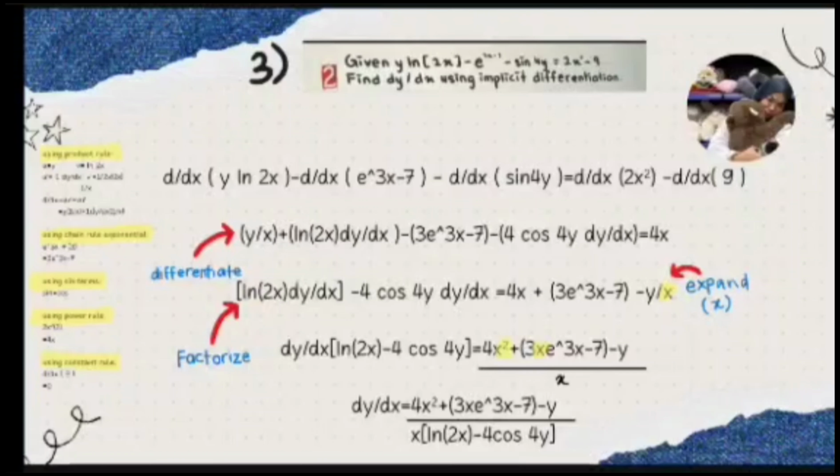Next, we put dy over dx lastly equal to 4x power of 2 plus 3x e power of 3x minus 7 minus y over x, over the bracket ln 2x minus 4 cos y bracket. So that is the last answer.